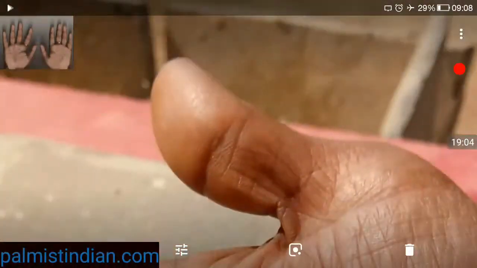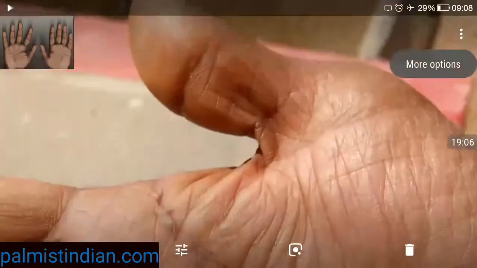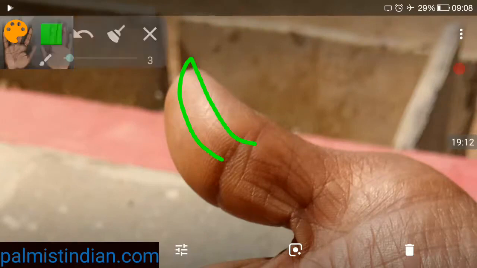The thumb is bending backwards. The person loves to change often. The person loves to experiment.